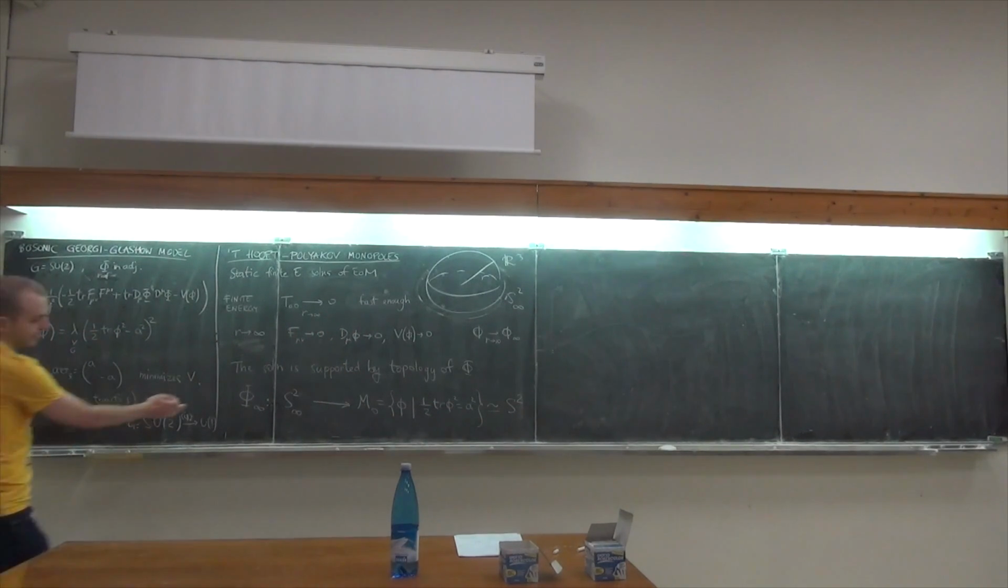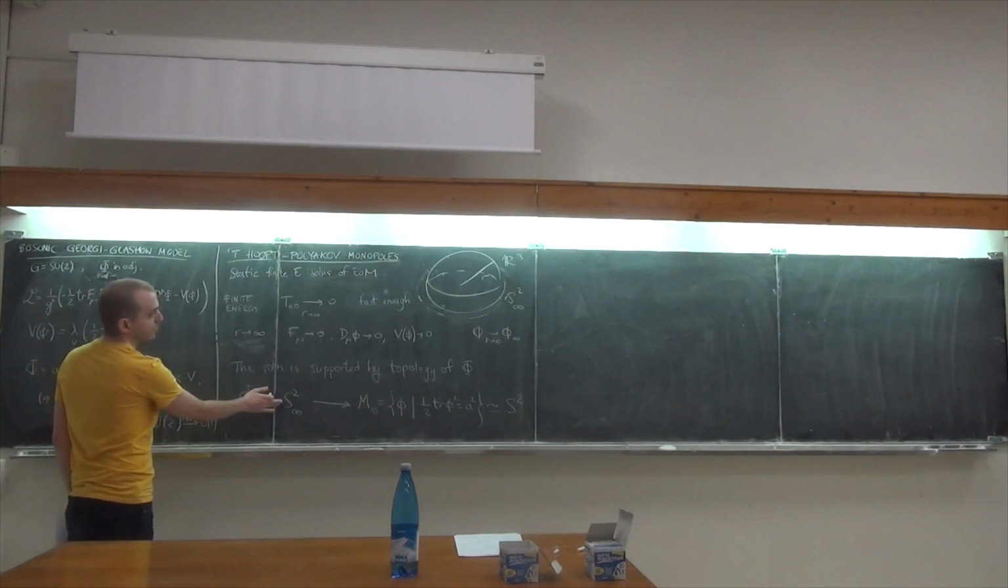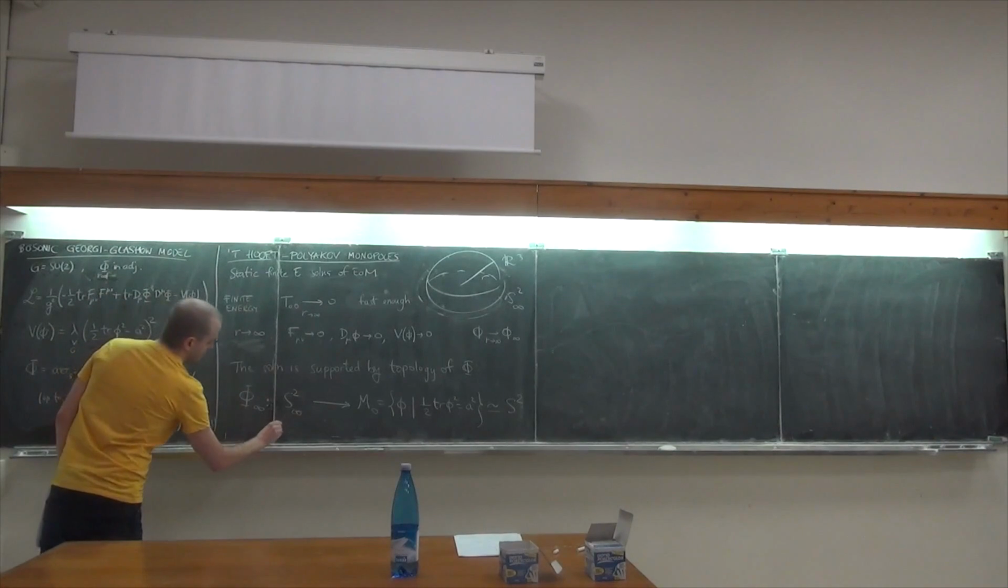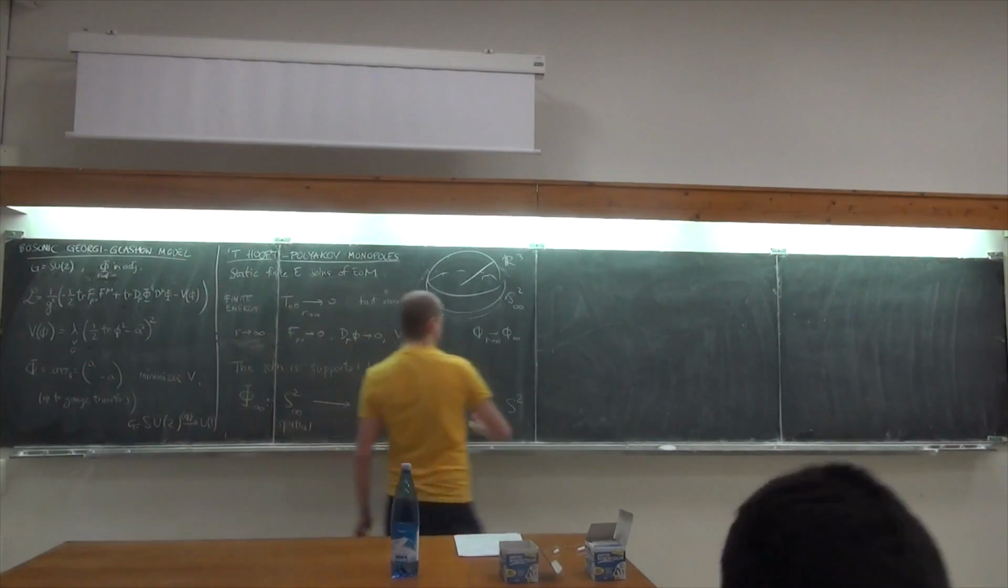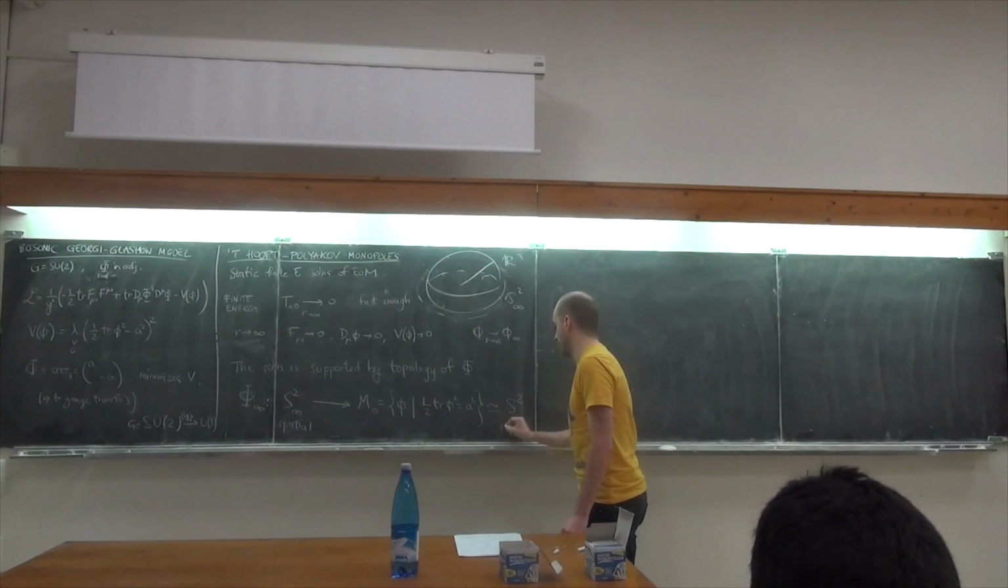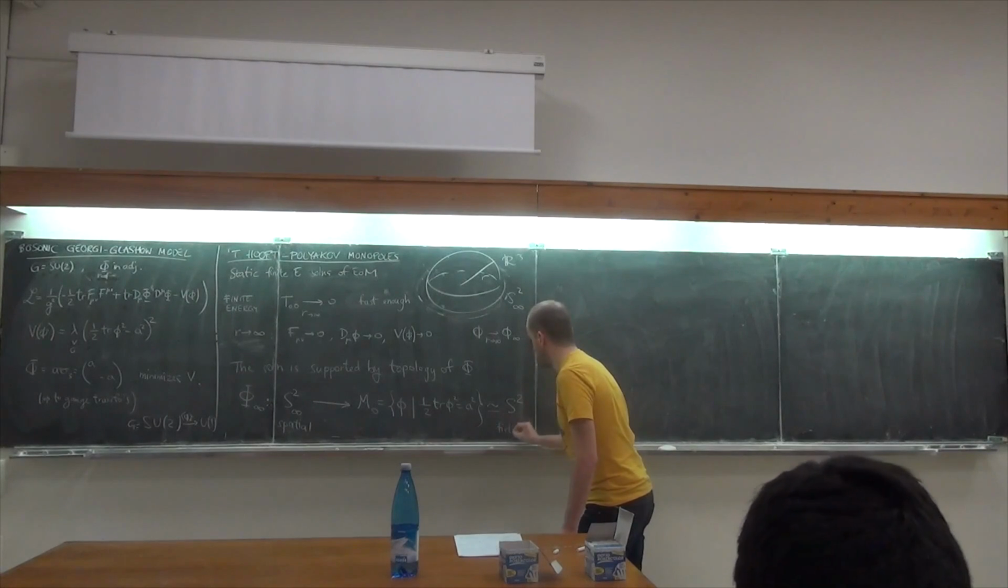Okay, so now the asymptotic value of the scalar field at infinity is a map from a two-sphere, the spatial two-sphere, to another two-sphere, which is inside field space. Okay.